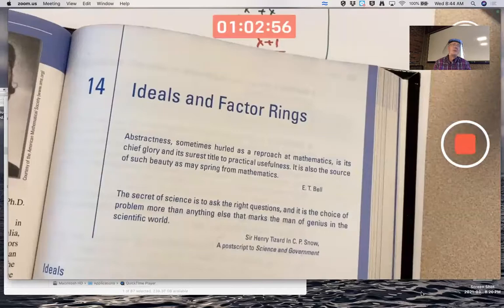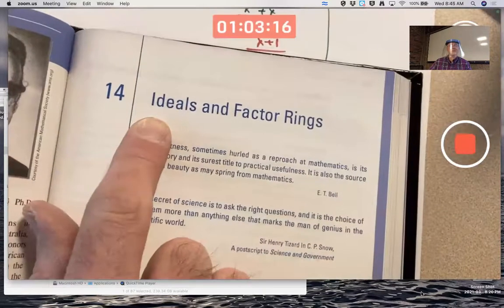To construct factor rings, you need an analog of a normal subgroup. Does that mean we need to call it a normal subring? Well, we could have, but we don't. The analog of normal subgroups in group theory are called ideals in ring theory.